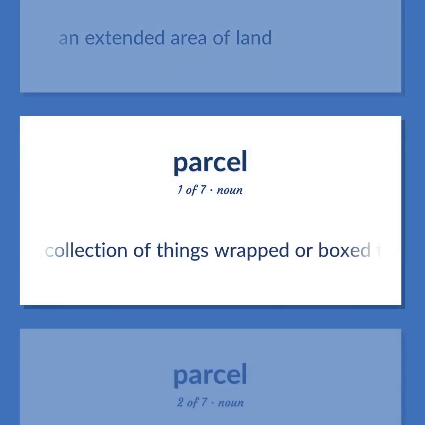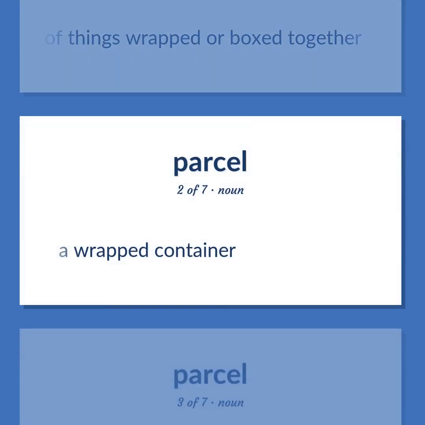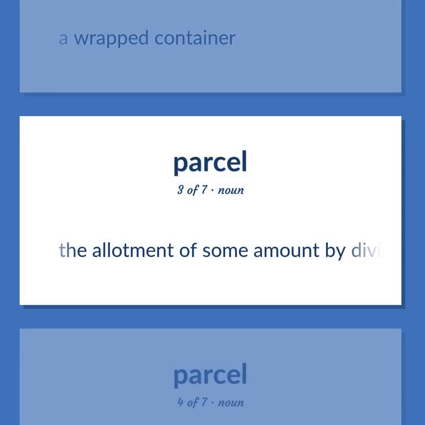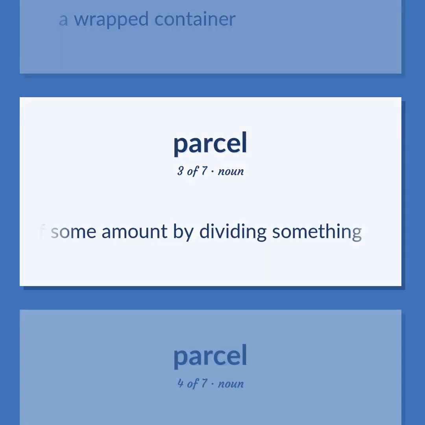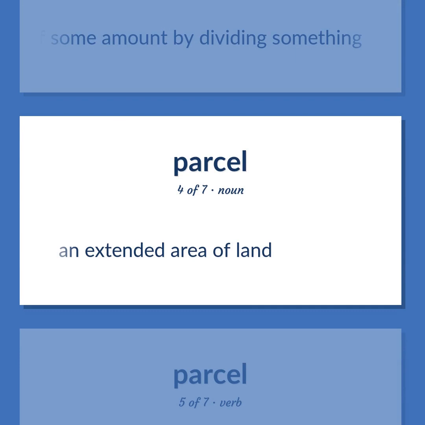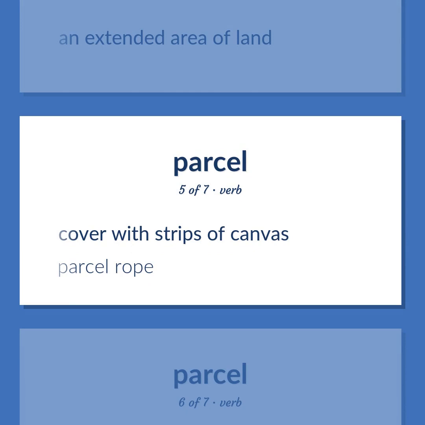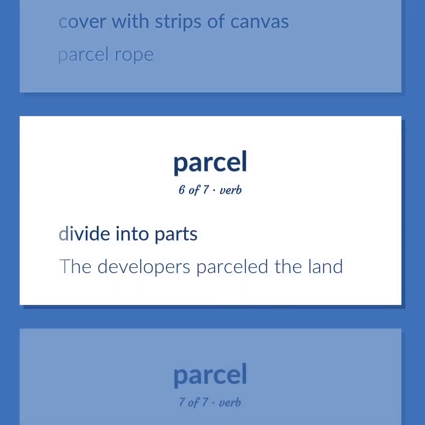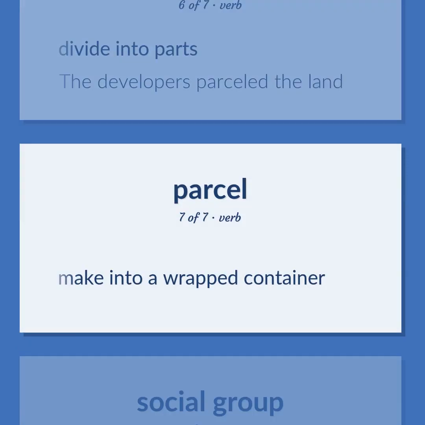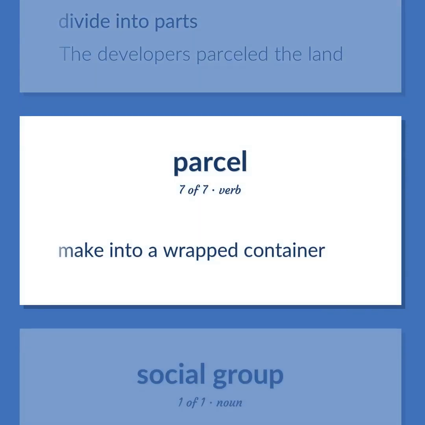A collection of things wrapped or boxed together. A wrapped container. The allotment of some amount by dividing something. An extended area of land. Cover with strips of canvas. Parcel rope. Divide into parts. The developers parceled the land. Make into a wrapped container.